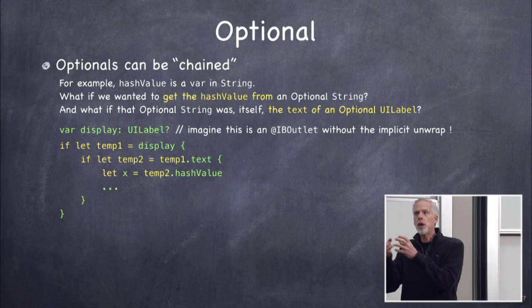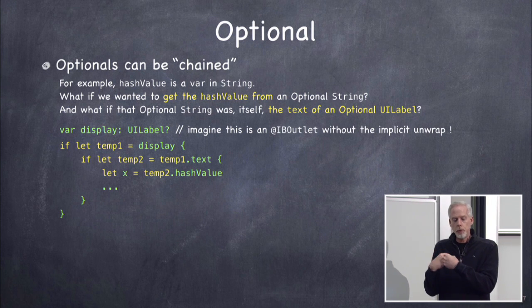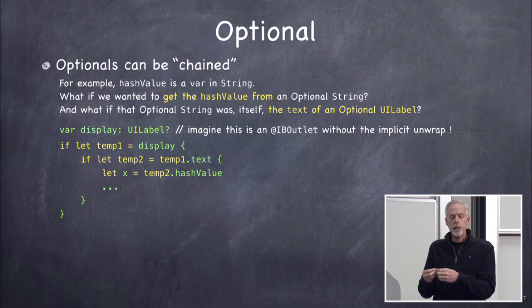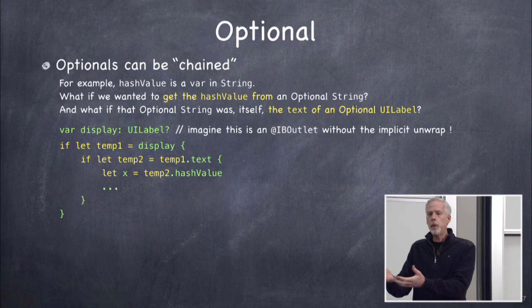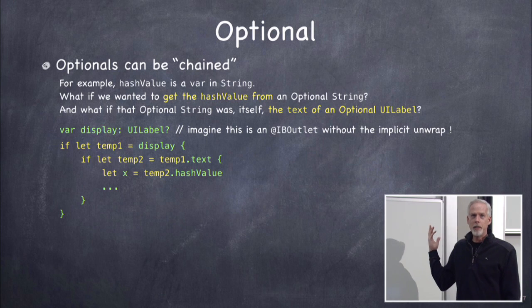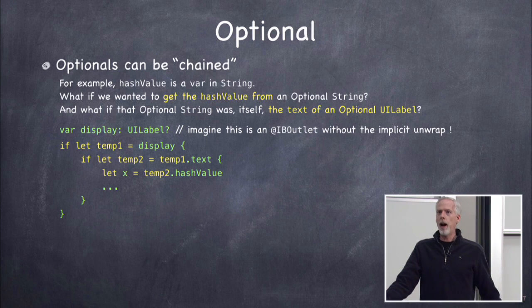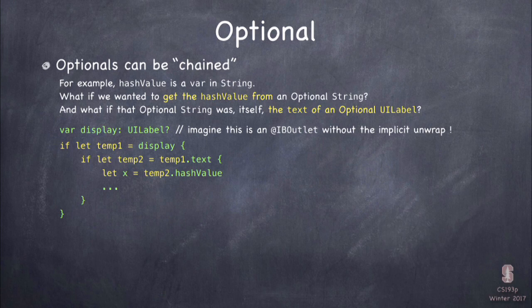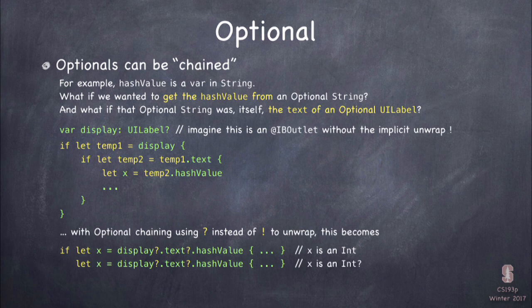Okay, I'm sending text to the UILabel. And now I'm getting back a string. Not an optional string, but a string because I did if-let. And then I can finally say, let x equal temp2, which is the string, hash value. Okay, this is a lot of code to have to type to just get that dang hash value out of that UILabel's text. So with optional chaining, the first line of those lines looks like this: if let x equal display question mark dot text question mark dot hash value, then do something with x.